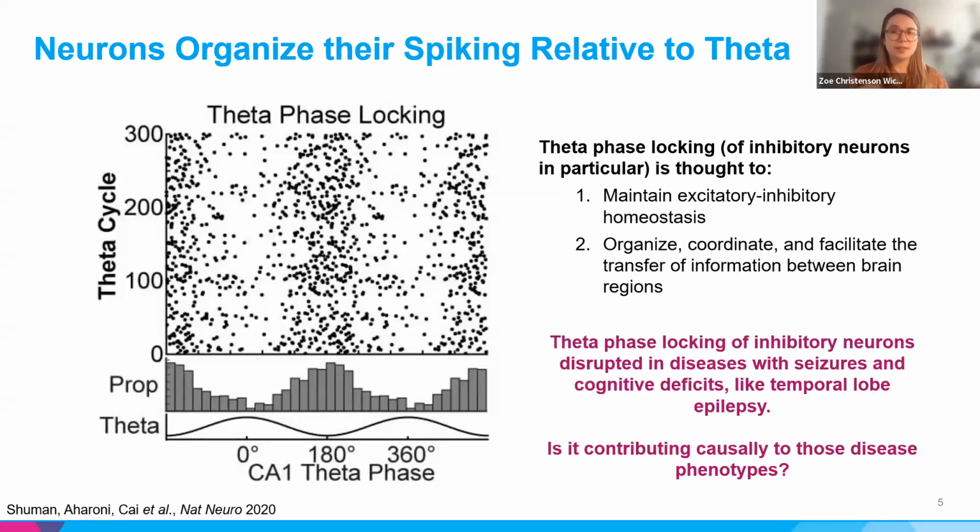So yeah, one of the reasons why we think theta phase locking is important at all is because it is altered or diminished in disease models that have well-documented altered excitatory inhibitory balance and or cognitive deficit. And one of those diseases is temporal lobe epilepsy, and that's the context in which I study it. So one of the major questions that I've been trying to ask throughout my postdoc thus far is, does theta phase locking of inhibitory neurons contribute causally to the phenotypes of diseases such as epilepsy?